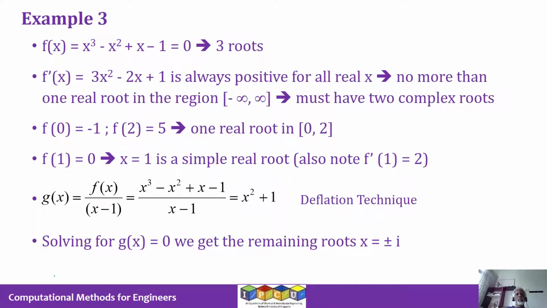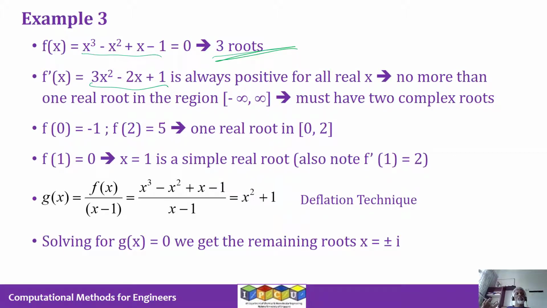Now let's come to example 3, where we again consider a third order polynomial that's given there. We are trying to find out the values of x that satisfy this equation, f of x is equal to 0. So we know a third order polynomial should have 3 roots. Now if you take the derivative of this function, we get this. And if you look at it, this is always going to be positive for all real x.